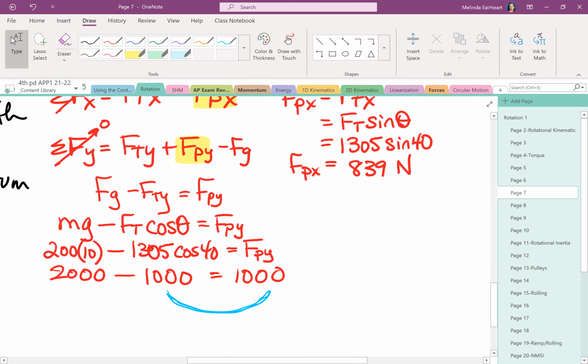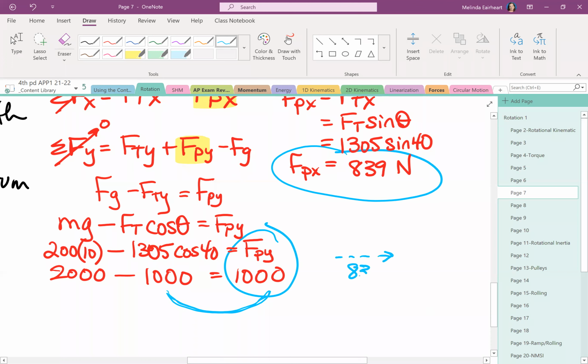Next time, maybe Indiana Jones is crossing the bridge. Maybe he's in the middle, maybe he's not. And so that's going to add to it. And so now we know the two components. Now what can we do with FPX and FPY? One is 839 to the right. The other is 1,000 in the upward direction. How do I find the resultant for your pivot?